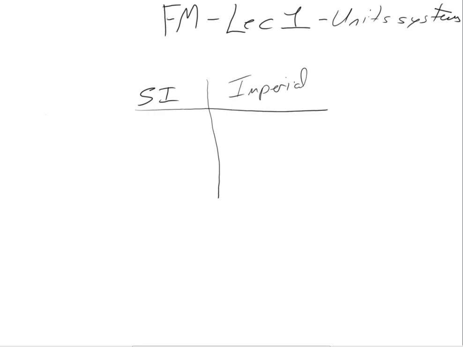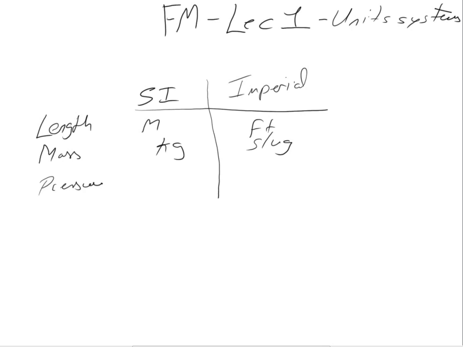So for example, for length, SI would be meters, while imperial would be feet. For mass, SI would be kilograms, while the imperial would be slugs. For pressure, it would be PA to PSI, so pascals to pounds per square inch.